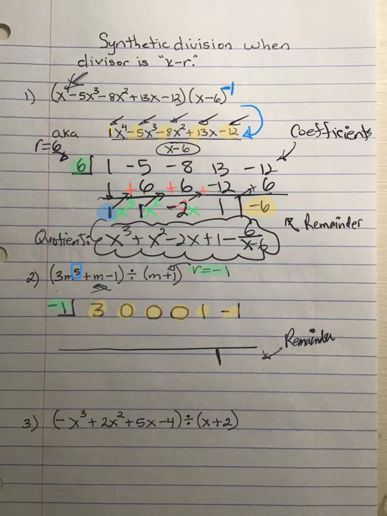So remember how it works. You're going to bring down the first digit. And then you just multiply, add, multiply, add, multiply, add. Negative 1 times 3 is negative 3. 0 plus negative 3 is negative 3. Negative 1 times negative 3 is positive 3. Add, you get 3. Negative 1 times 3 is negative 3.